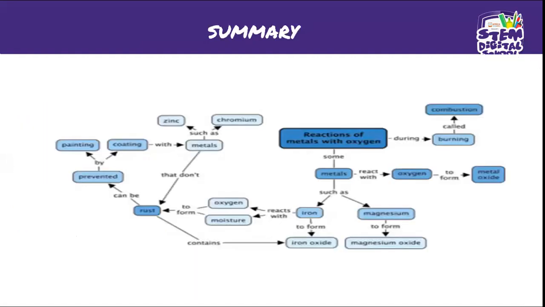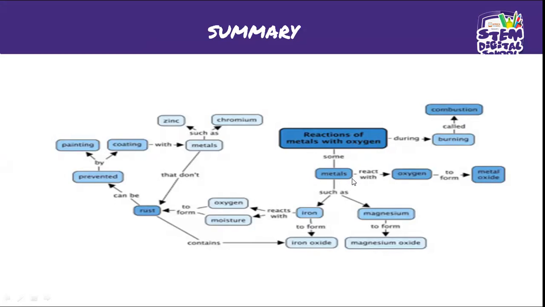Okay, then my lesson summary. So all what we have been talking about is reactions of metals with oxygen. So even though we are looking at formation of rust, it is still a reaction with what? Oxygen. So we have seen metals reacting with oxygen, and specifically we saw iron reacting with oxygen to form iron oxide, magnesium to form magnesium oxide. And then we're saying the reaction of metals with oxygen during burning is called what? Combustion.